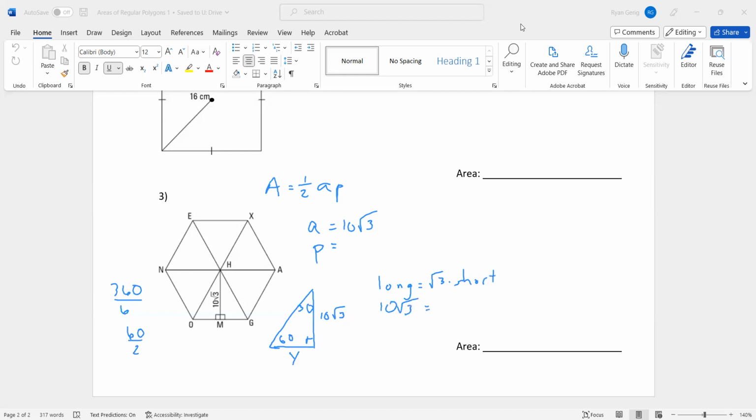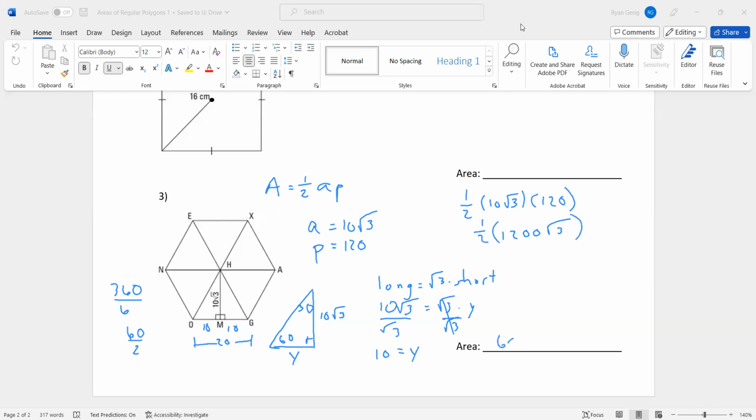This is actually kind of nice here. The radical 3's, when I divide them, are going to cancel out. And the 10 is the y. This is 10 right here, which means MG is also 10, which means the side length is 20, which means the perimeter is 20 times 6, or 120. Now I've got everything I need. Now it's just a matter of multiplying. 10 times 120 is 1200. And then just do the half of that. Half of 1200 is 600 radical 3. And that's going to be units squared.